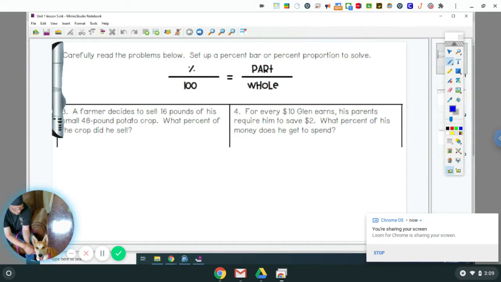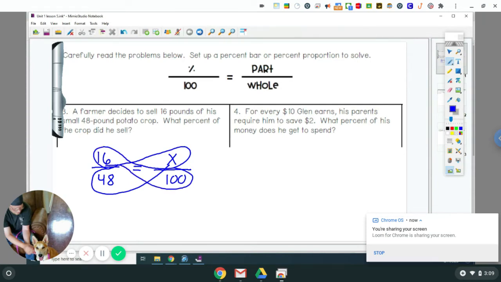Well, so the whole is 48 because that's his total. So we can write 48, and 16 is his part. So you have 16 over 48. And since we're trying to find a percentage, you're going to set it equal to x over 100%. So we're going to do our little butterfly and cross multiply.